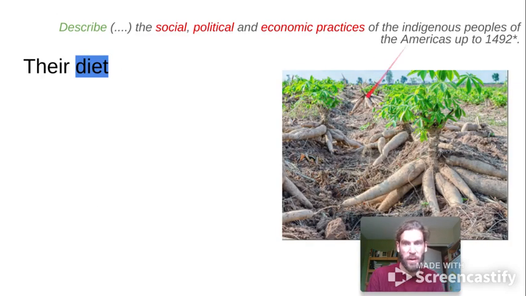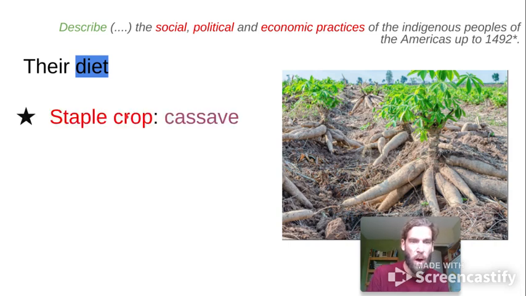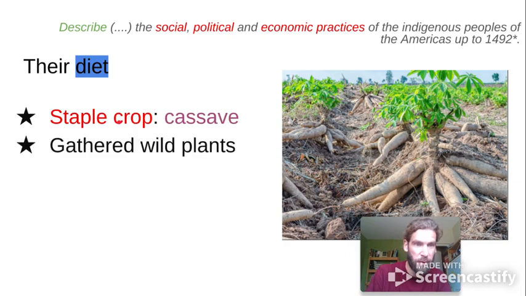Their diet, what did they eat? We already said they ate cassava a lot, but diet means actually, what do you eat? As a staple crop, and staple crop means their basic food, from which they made other stuff, like bread or powder to make bread out of, like I said, was cassava. And this is like a root, a wortel in Dutch, and you can make all kinds of stuff out of it, and it was a basic food.